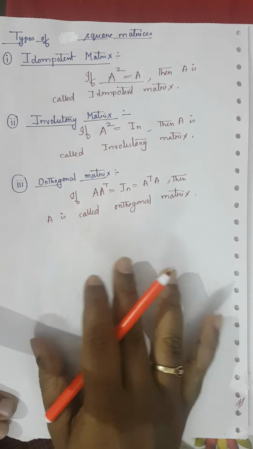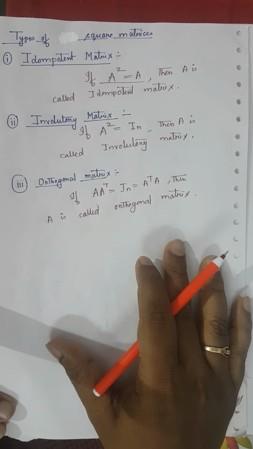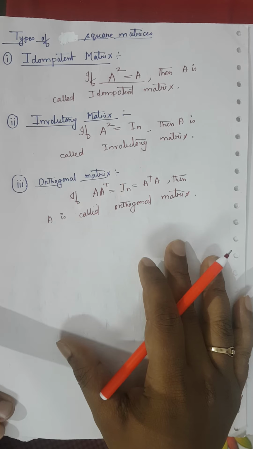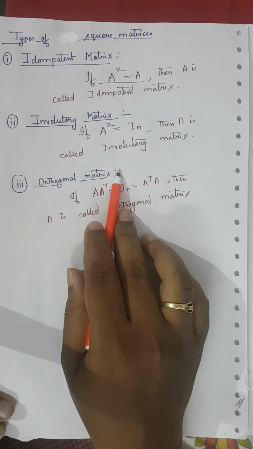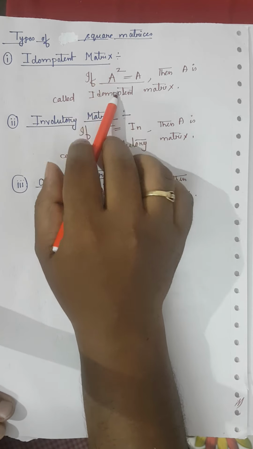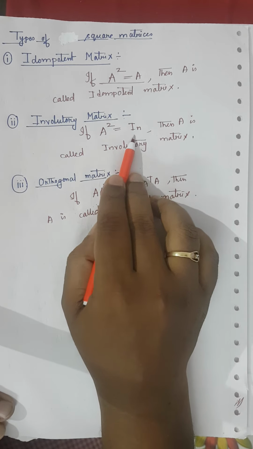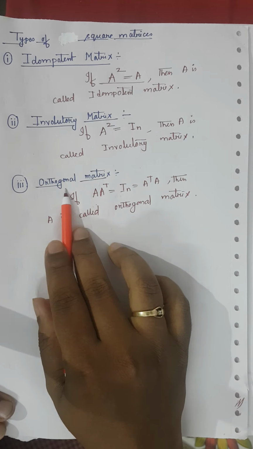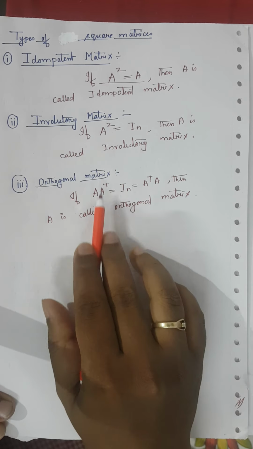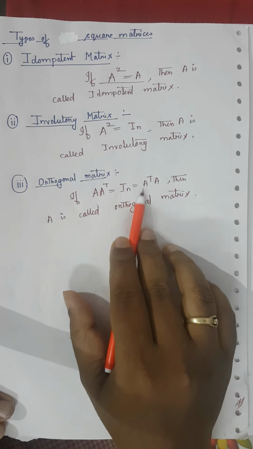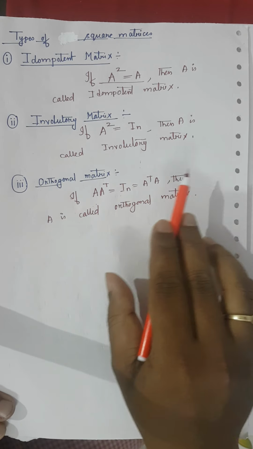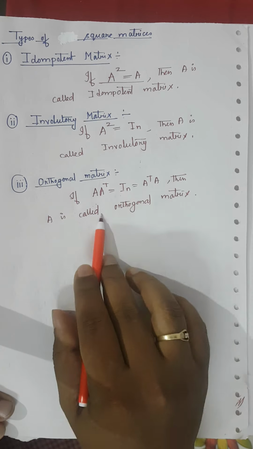These three types of matrices are very important for board level exams and also for entrance purposes. So remember, there are three different matrices. They are called idempotent matrix, involutory matrix, and orthogonal matrix. For idempotent matrix, if I find the square, it will be equal to A. For involutory matrix, if I find the square, it will be equal to In, that is, the identity matrix of order n. And for orthogonal matrix, if A into A transpose is equal to In is equal to A transpose into A, then A is called an orthogonal matrix.